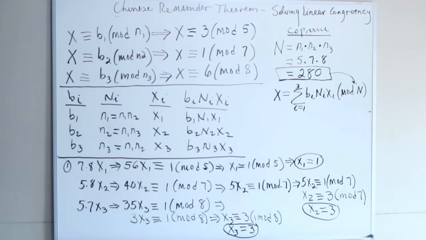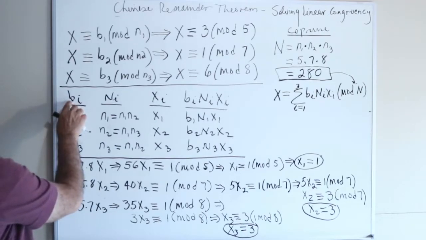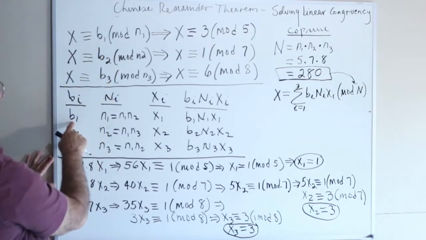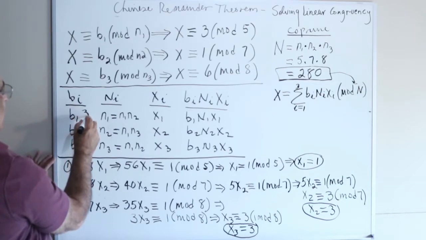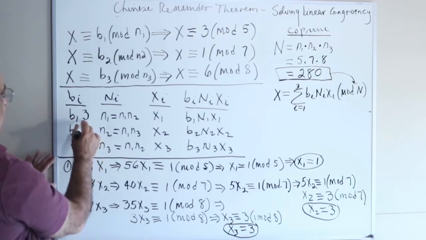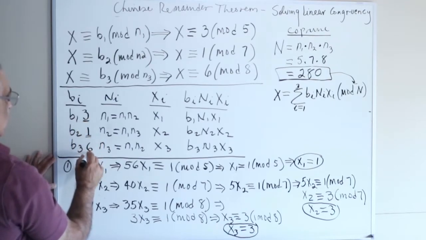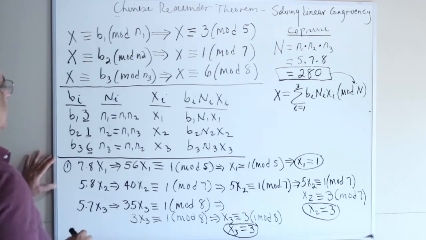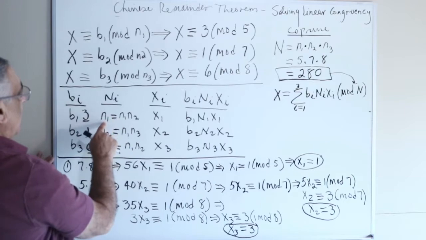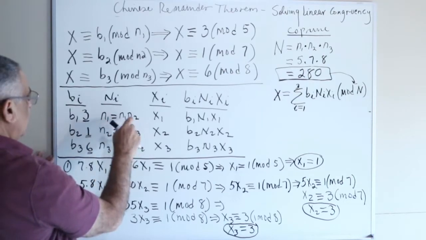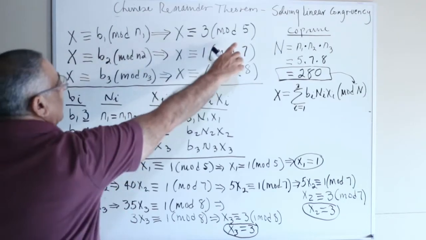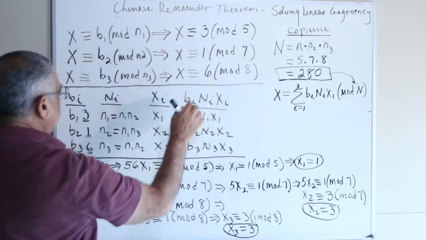Let's go ahead and expand on this. I'm going to write b sub i, which is b1, b2, and b3. Those are 3, 1, and 6. These are the values for b1, b2, and b3. And therefore n sub i is going to be n1, which is n1 times n2, or uppercase N1.